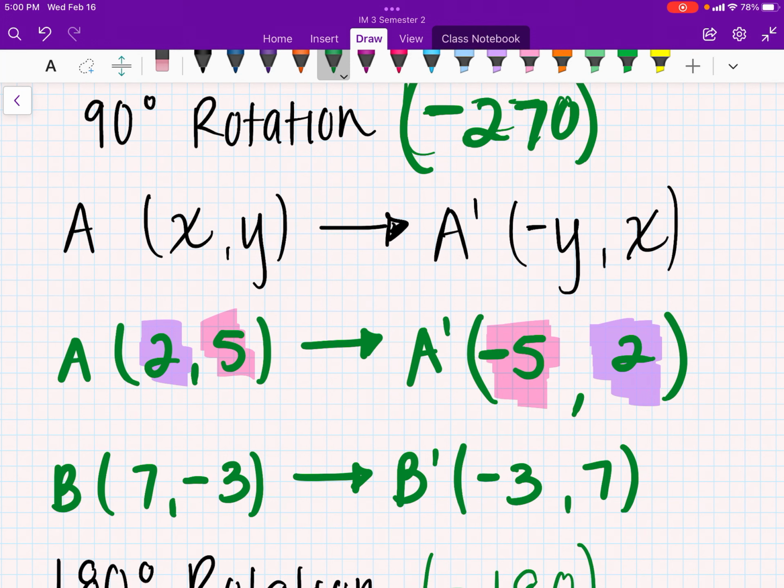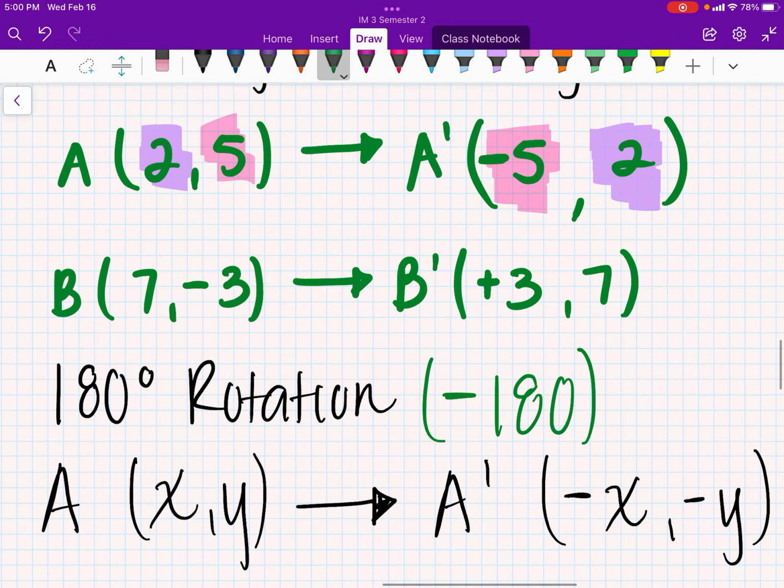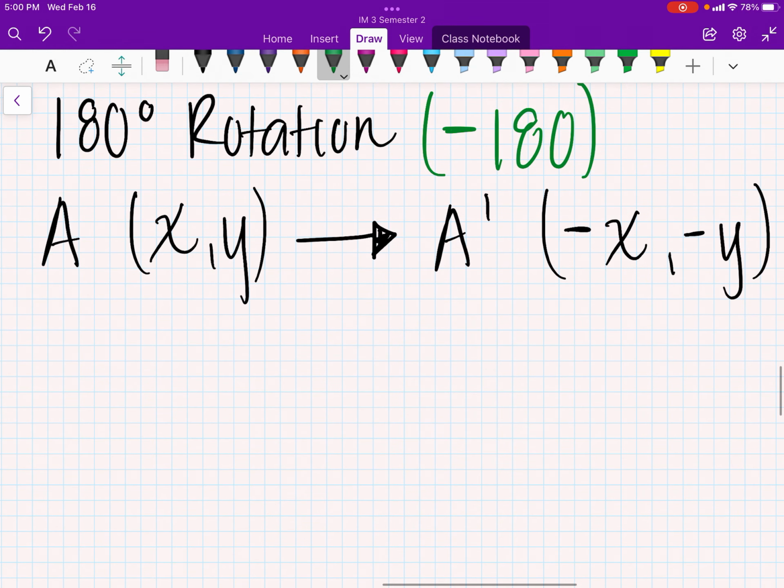But in this case, our old y is now positive. So our answer in this case would be (3, 7). All right, so a rotation of negative 270 and 90 is the same thing. So let's go ahead and move on to this next one, which is talking about a rotation of 180.